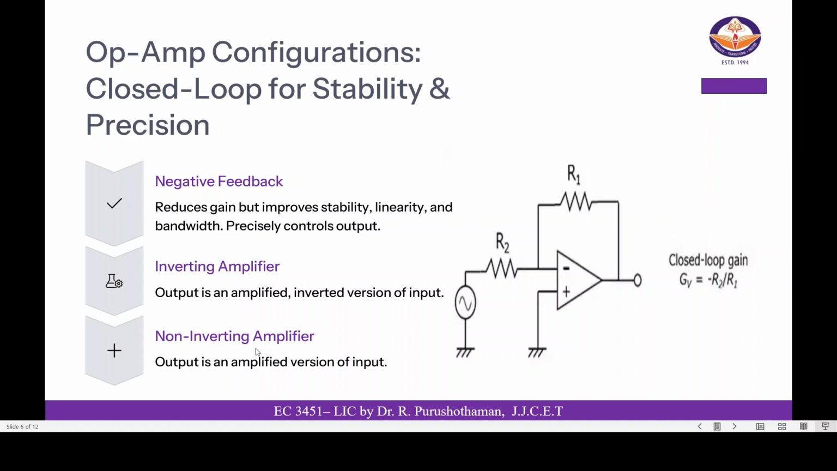We have two categories in both closed loop and open loop configuration, that is inverting amplifier and non-inverting amplifier. In the inverting amplifier, the output is an amplified, inverted version of your input. If the input is negative, the output you will get is positive. If the input is positive, the output you will get is negative. Then in the non-inverting amplifier, the output is only the amplified version of your input and not the inverted version.